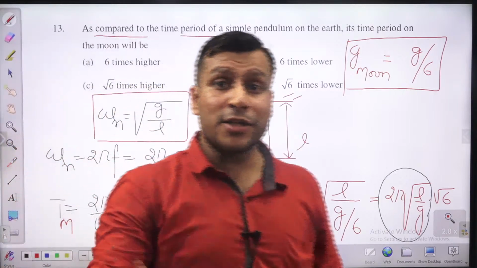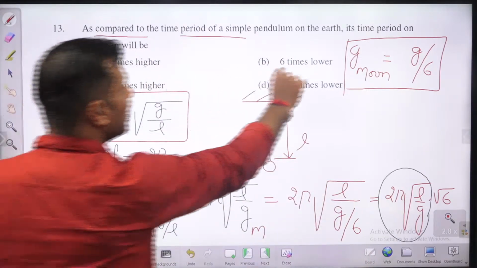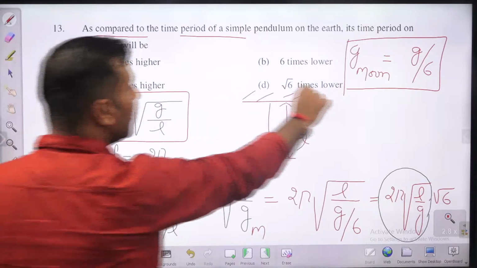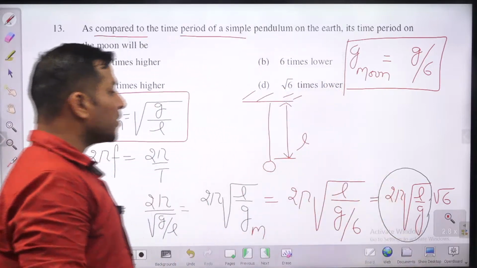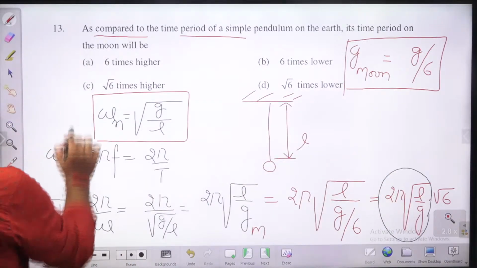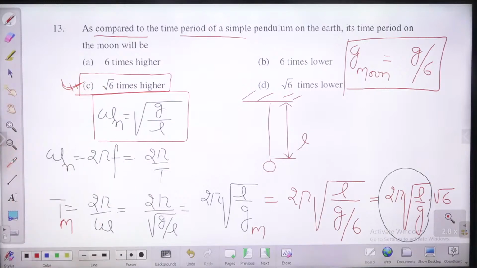Is the time period increasing or decreasing? There are very good options given: 6 times higher, 6 times lower, under root 6 times higher, under root 6 times lower. So the time period is going to increase. What will the time period become, children? It is going to increase and it will be under root 6 times higher. So C is the right answer, guys. Those answering option C are very, very right. Very good, Pappu, Abhimanyu, Aditya. Your answers are very right. One more child has answered, Moli. Very good, guys. C is the right answer for this question.